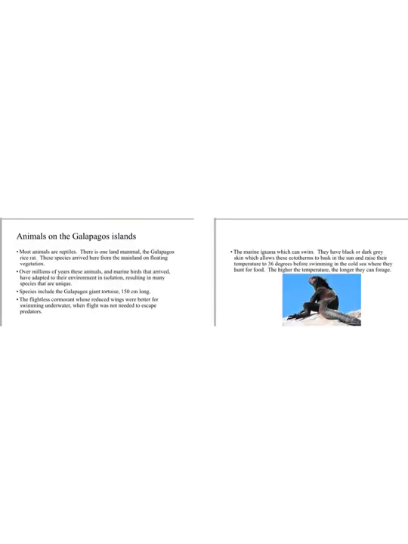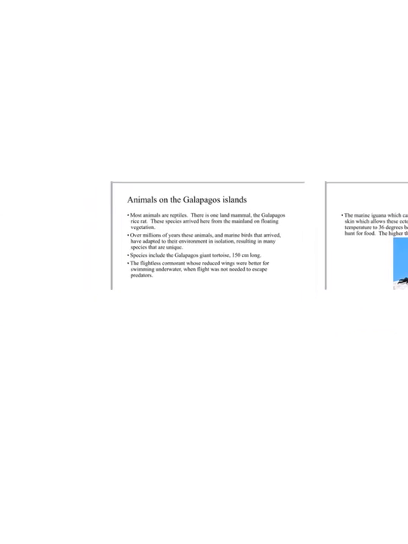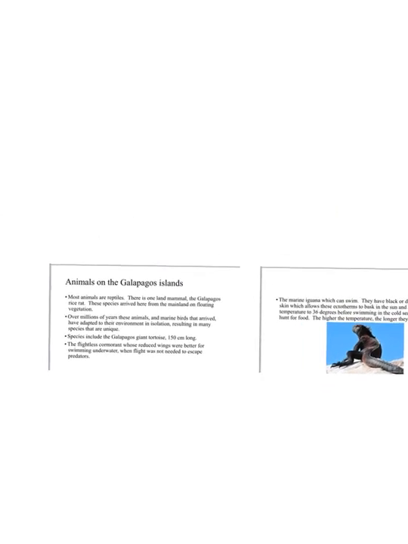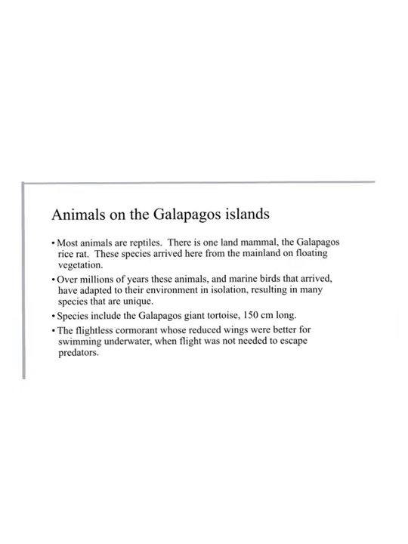So, what animals are found on this unique ecosystem? Most animals are reptiles. There is one land mammal, the Galapagos rice rat, and this species arrived here from the mainland, floating probably on vegetation a few million years ago. Over millions of years, these animals and marine birds that arrived have adapted to their environment in isolation, resulting in many species that are unique.